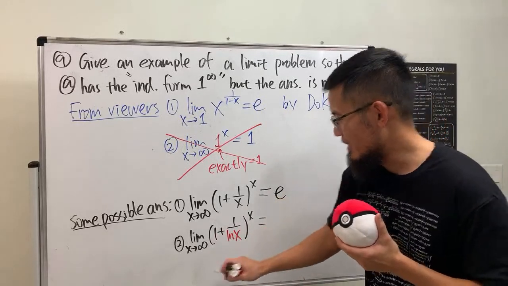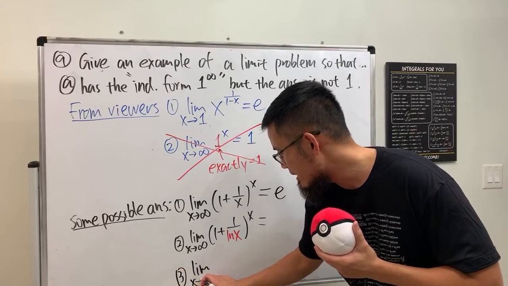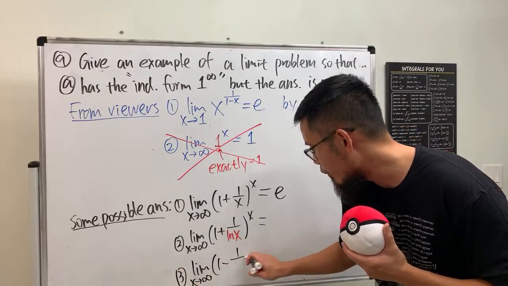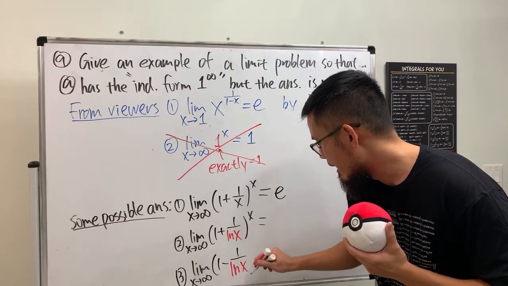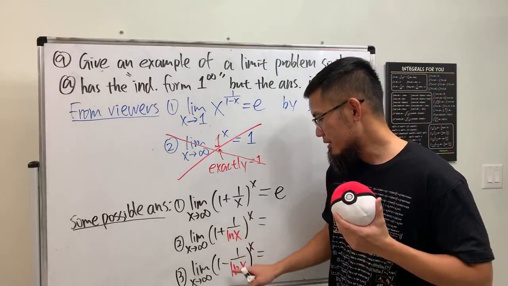Before I tell you guys the answer for this, let me give you guys another question. The limit as x approaching infinity of 1 minus 1 over, again, natural log of x, and then raised to the x power. Instead of the plus, I changed to a minus.